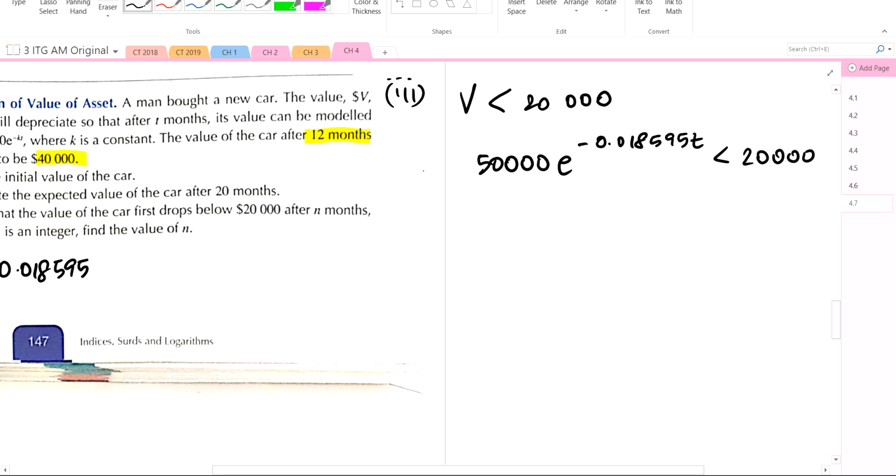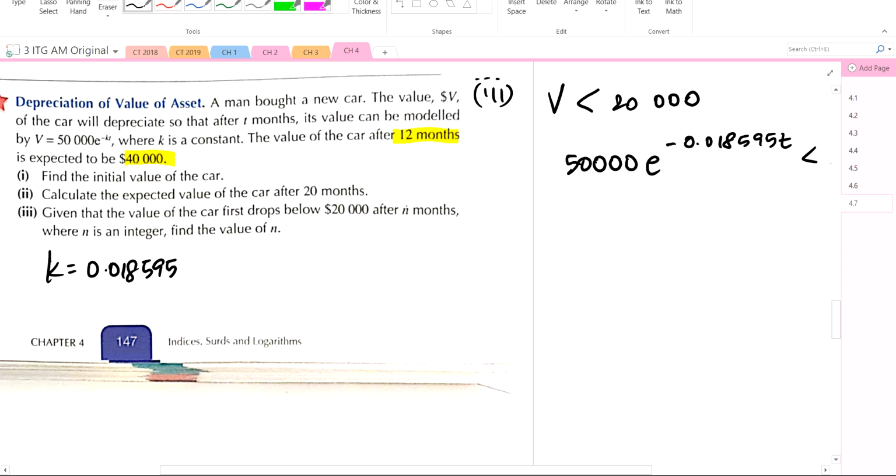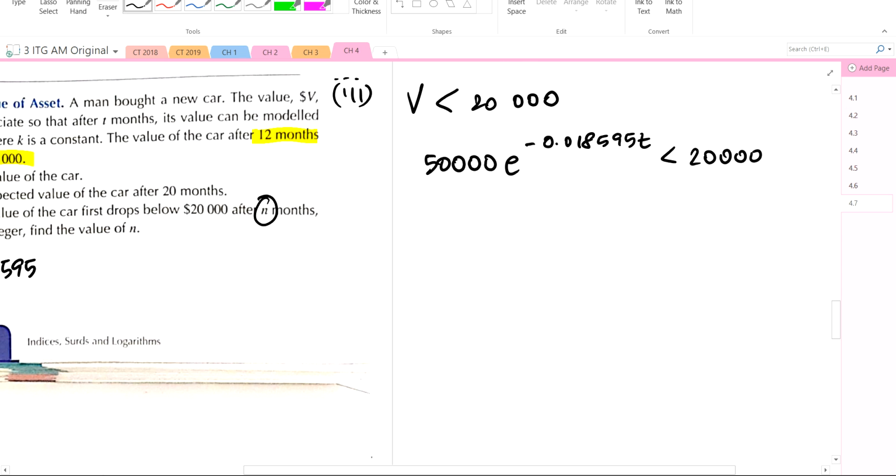Next, I am trying to solve for t, right? But in this case, they tell you it is after n months. Okay, so my t has now become n, because that's the amount of time. What would you like to do next? I want to solve for n. What is the most obvious thing that we should be doing? Divide by how much? 50,000. Divide by 50,000 on both sides.